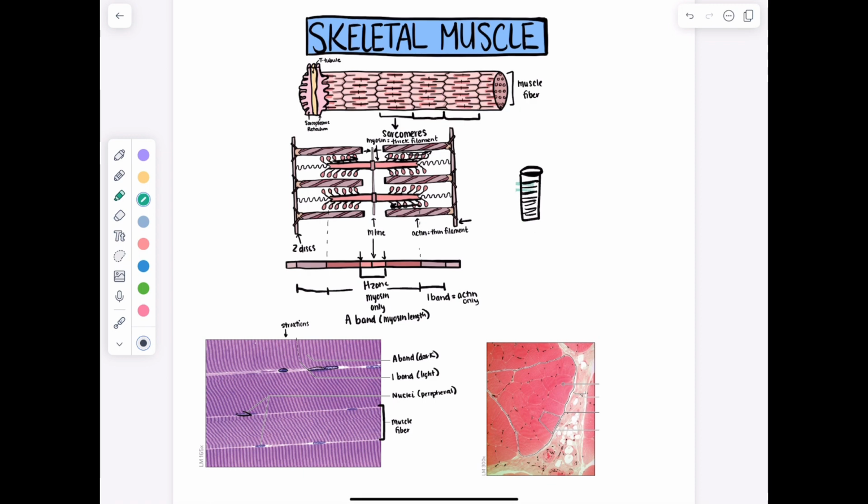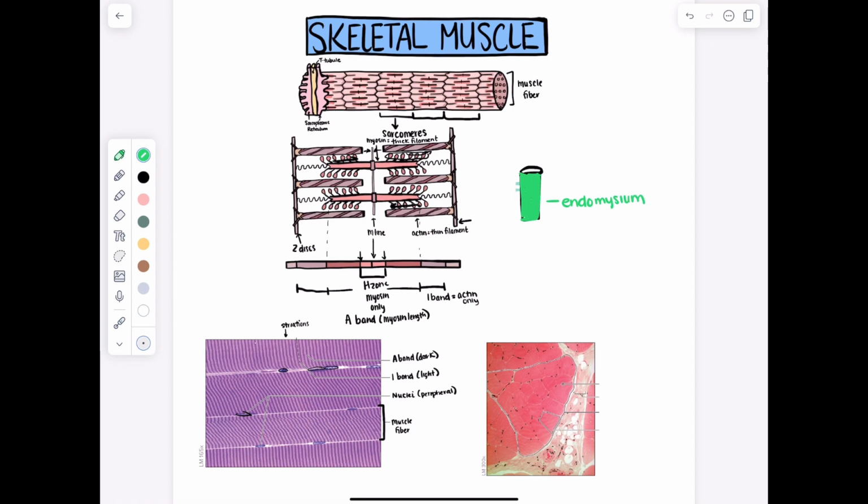Here, I'll just do it this way. It's going to be surrounded, kind of enveloping, as if you took saran wrap around that one muscle fiber, by connective tissue. The surrounding of a singular muscle fiber is known as the endomysium. So endomysium surrounds one muscle fiber.